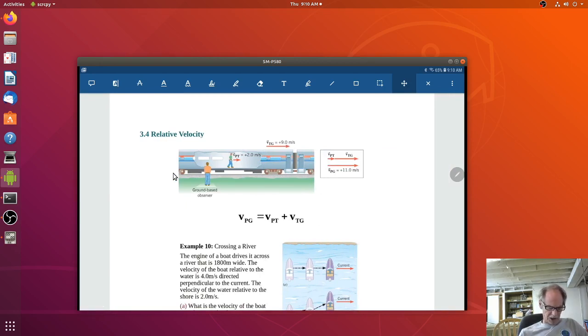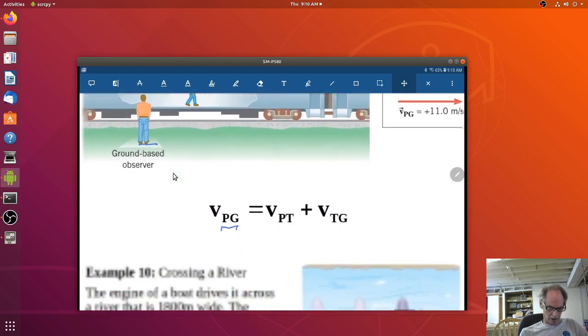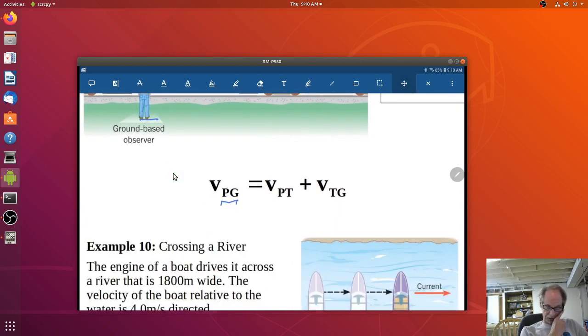The velocity of the ground person. Here's a person walking on a train, and he's walking at 2 meters per second. The train is moving at 9 meters per second, and this guy is watching him walk down the train. So he sees him moving at 2 meters per second plus 9 meters per second. That's a very similar description there. I like the baseball and the car better.